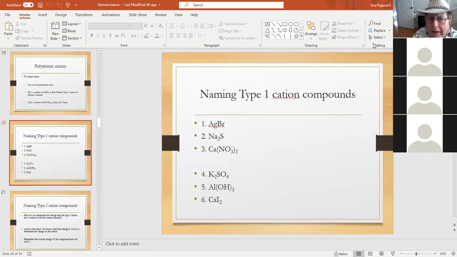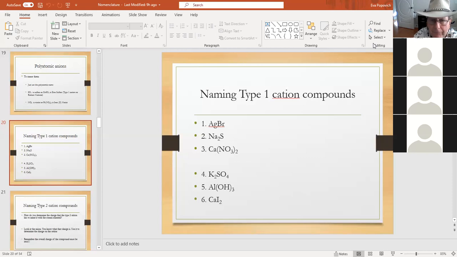Is the first element a metal? Yes. So it is a metal. Is it a type 1 or a type 2 metal? Type 1. Dana, what'd you say? Type 1. Good. Okay. Does a type 1 metal need a Roman numeral? No. So, name it.